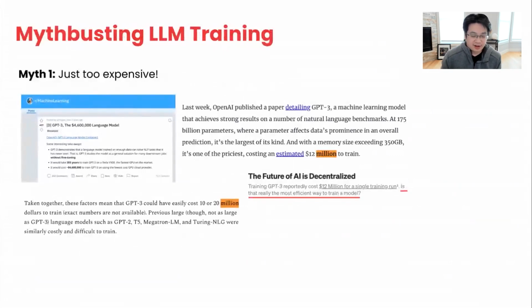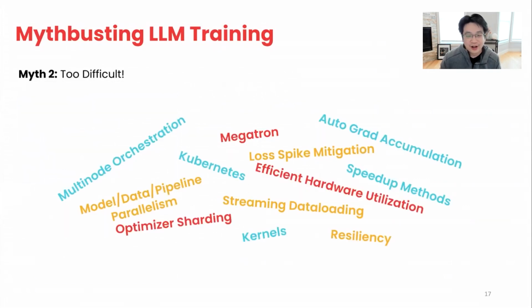Now, if you do want to train your own models, I think immediately we've heard a few myths that are out there. First, hey, it's just too darn expensive. If you read the news that's out there, GPT-3 took anywhere from $10 to $20 million to train. Certainly not affordable for many enterprises to start prototyping their applications.